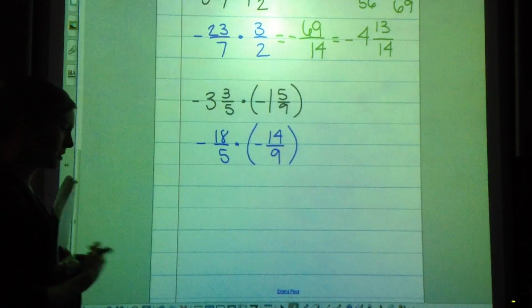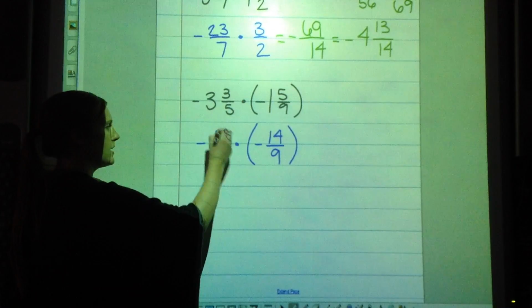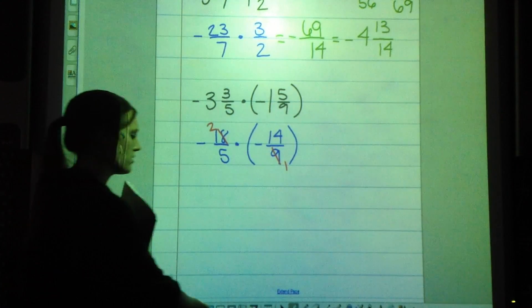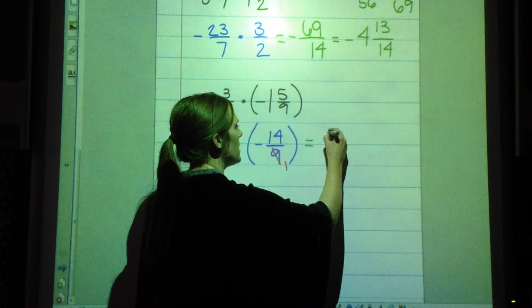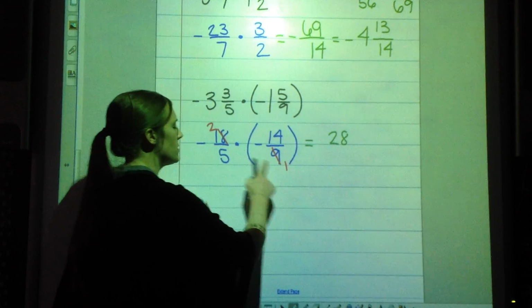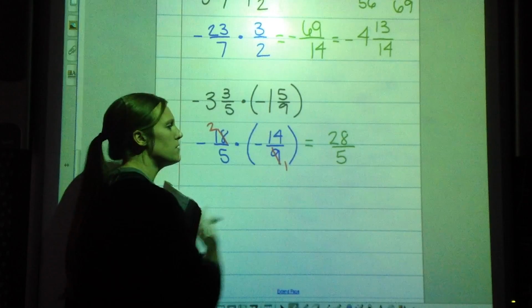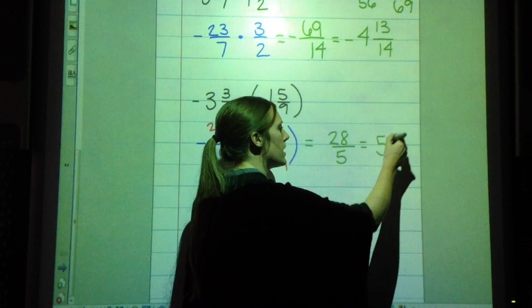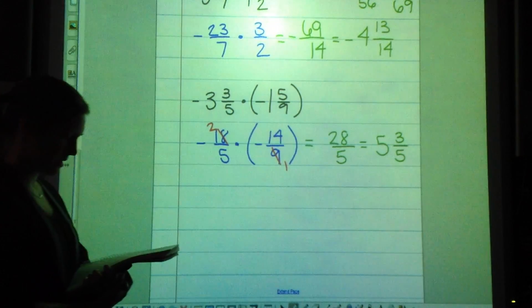Check to see if we can cross-reduce, and this time we can. It looks like we can take a 9 out of 18 and 9. And I'm going to multiply straight across. 2 times 14 is 28. And 5 times 1 is 5. Negative times a negative is a positive. I'm going to turn this into a mixed number. 5 goes into 28 5 times. There is 3 left over, and our denominator is 5.